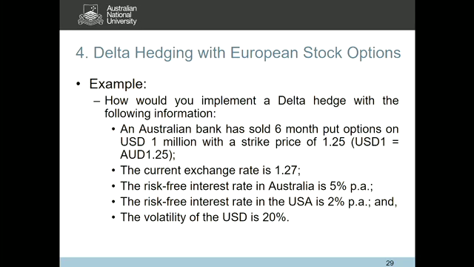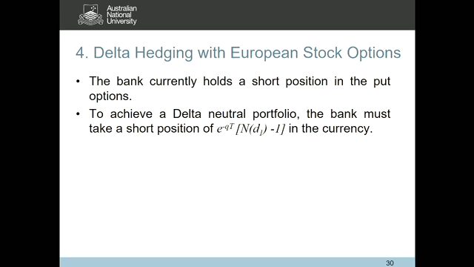So an Australian bank has sold 6-month put options on $1 million US with a strike price of 1.25. $1 US equals $1.25 Aussie. The current exchange rate is 1.27. Risk-free in Australia is 5%. Risk-free in the US is 2%. Volatility of the US dollar is 20%. So we know we're going to need to be short in US dollars to make this delta neutral.